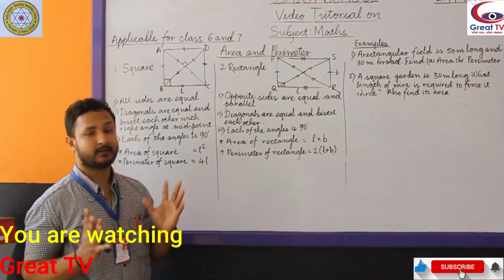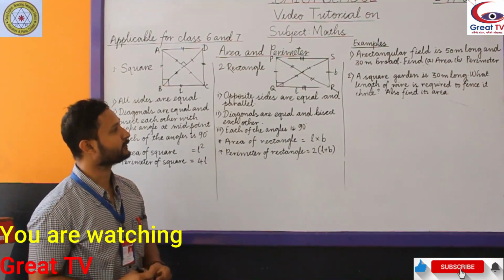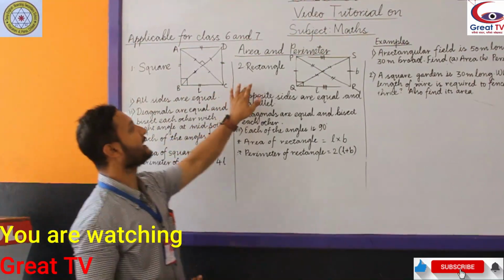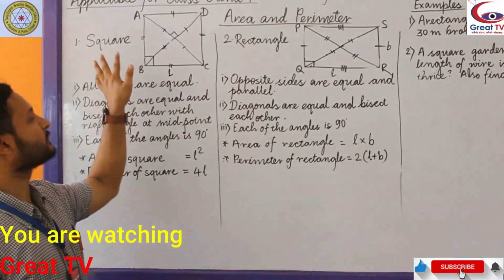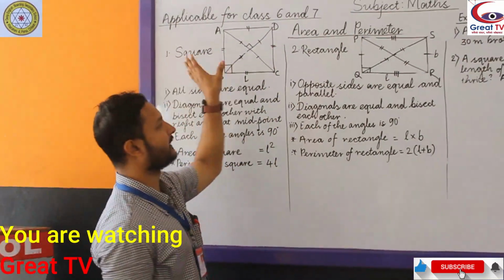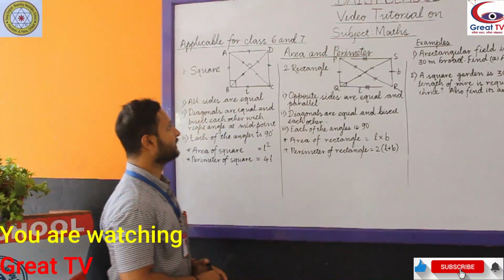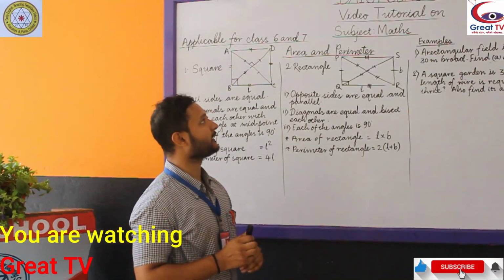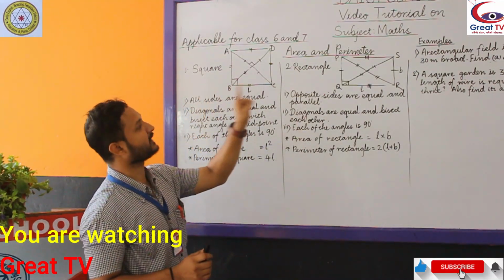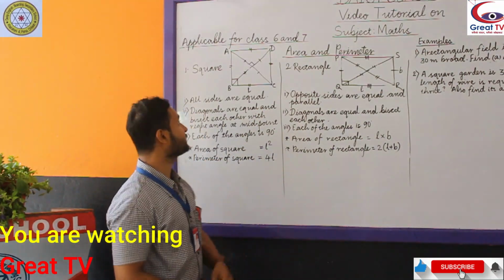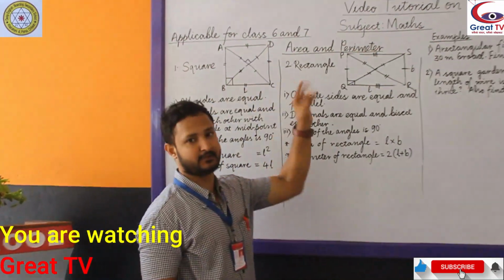So today we will try to find out how to find the area and perimeter of square and rectangle. Before starting with area and perimeter, I would like to tell you something about square and rectangle.